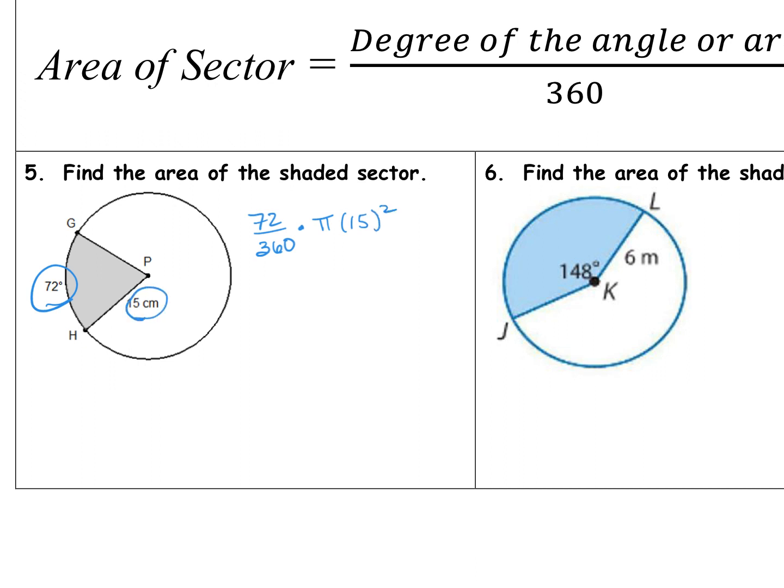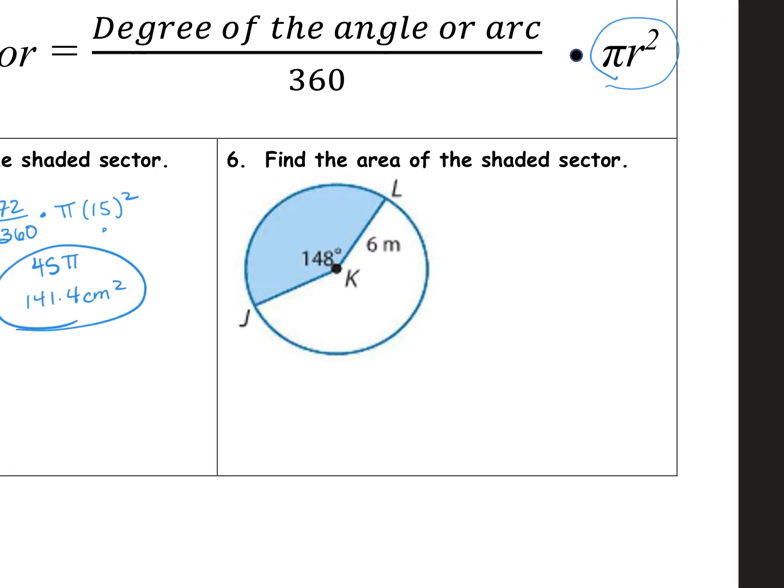So just like before, we're going to deal with the fraction first. 72 divided by 360, enter. Do not type in pi. You're just going to deal with the 15. So times 15 times 15. We're going to get 45 pi. The last step, times the pi button. So you're going to get 141.4 centimeters squared. Again, it's area, so it's got to be centimeters squared.